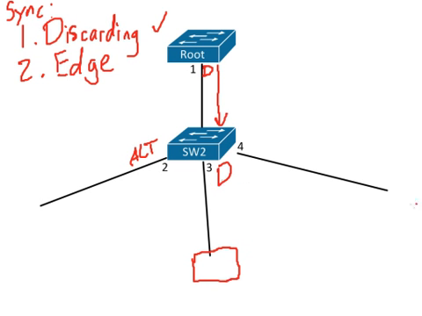And then let's say switch 4 is connected to some sort of a PC. So this is definitely going to be an edge port, because switch 2 did not receive any BPDUs on this port during the process.